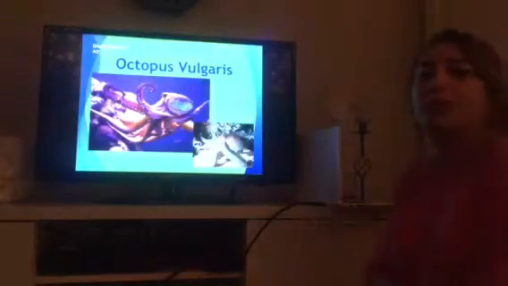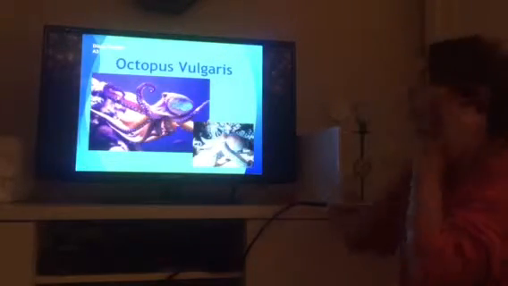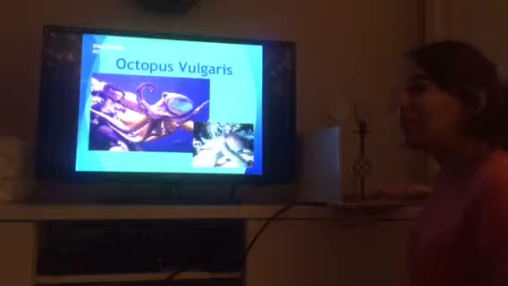My name is Diana Trujillo, and my species is the Octopus vulgaris, so these are some pictures of it. The Octopus vulgaris is in the kingdom Animalia, the family Octopodidae, the genus Octopus, and the species Octopus vulgaris. This is a kingdom cladogram.